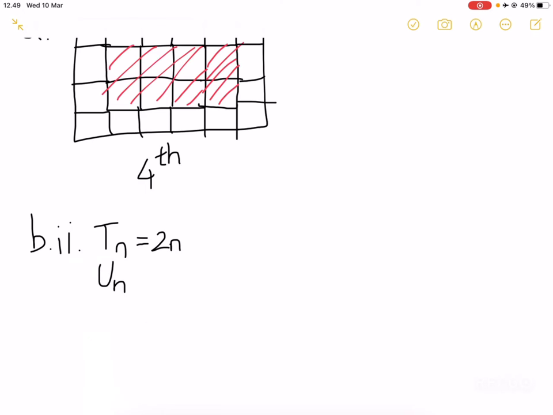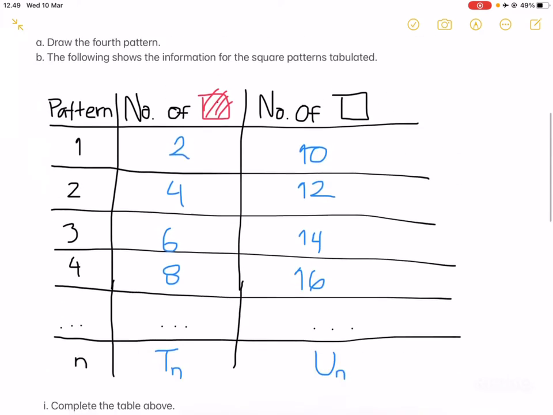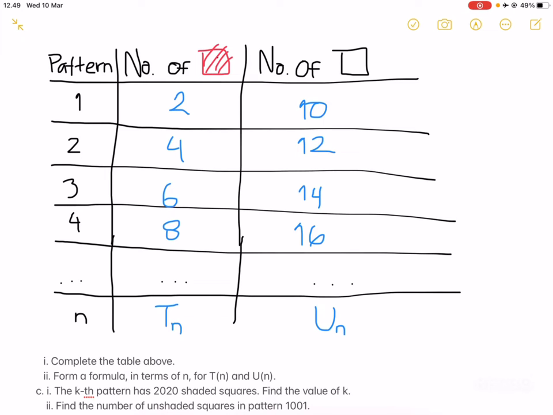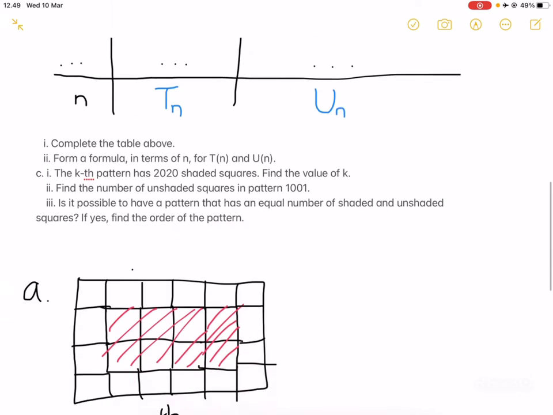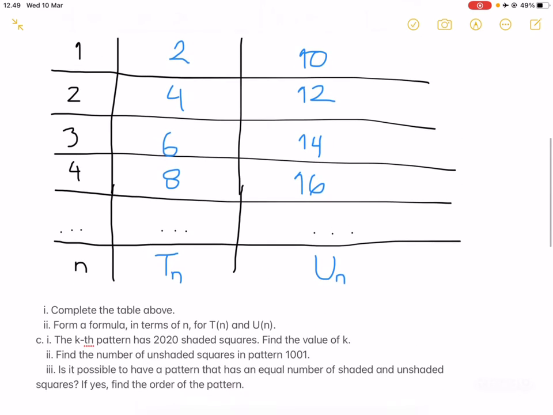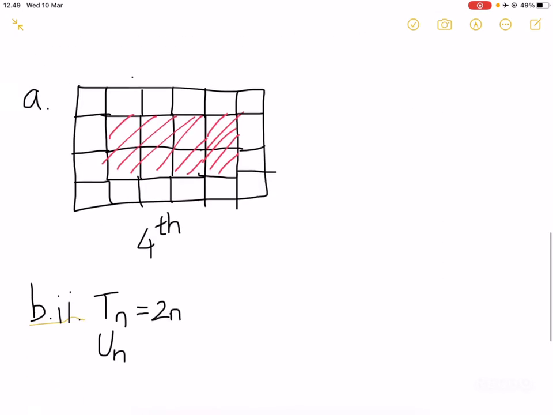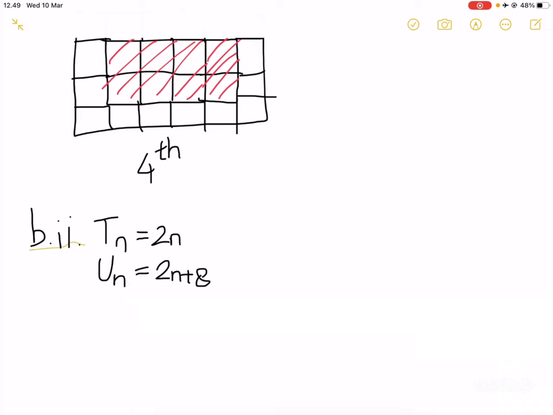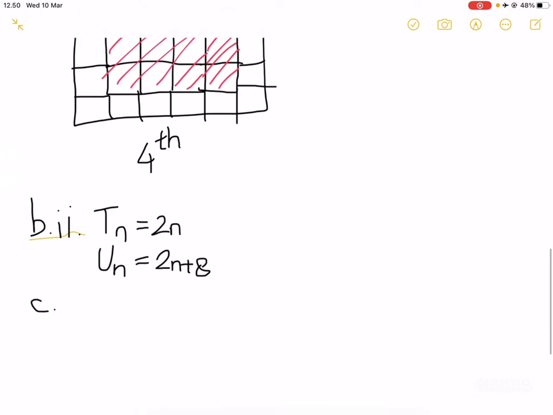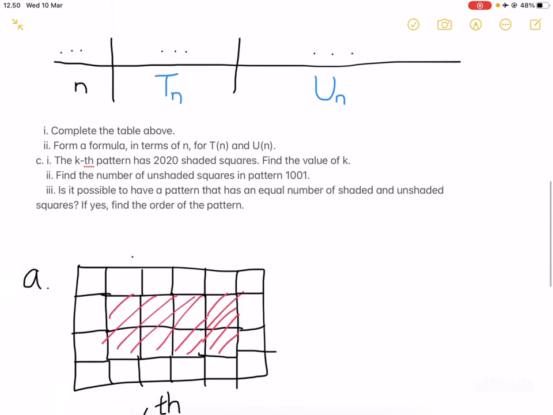Likewise, U of n is also in fact an arithmetic sequence because the differences are equal and constant. And if you work the formula out, you get that the formula will be 2n plus 8. Alright, that's part B done. Now for part C, we're going to use these formulas to compute the following.